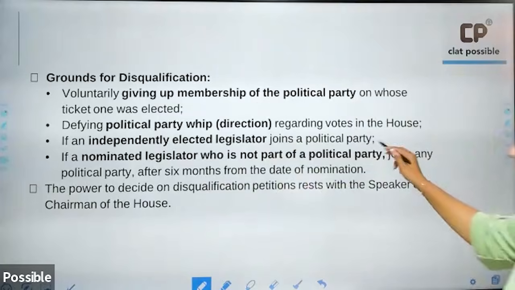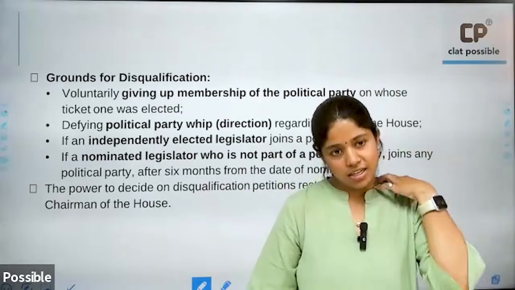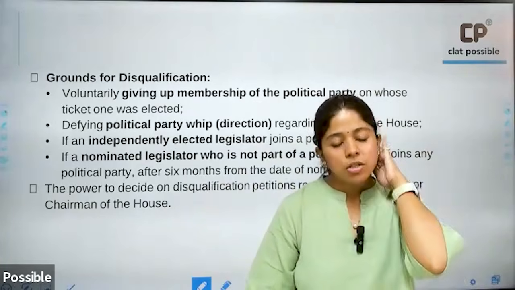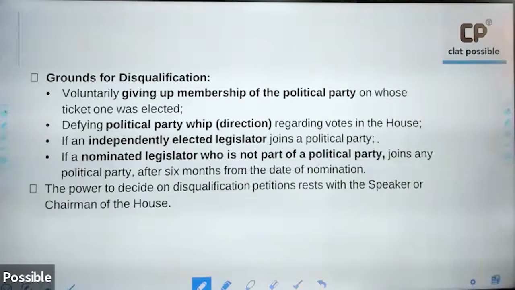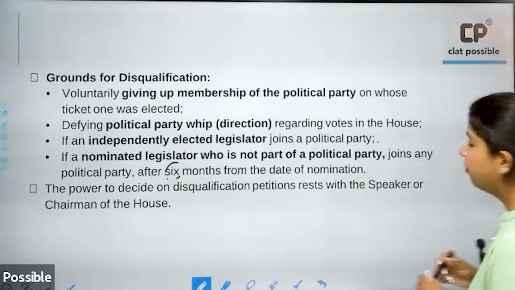Third, if an independently elected legislator joins a political party. Somebody has won the election independently without being affiliated to any political party. If such a person joins a political party, that also amounts to defection. Then, if a nominated legislator who is not part of a political party joins any political party after 6 months from the date of nomination.